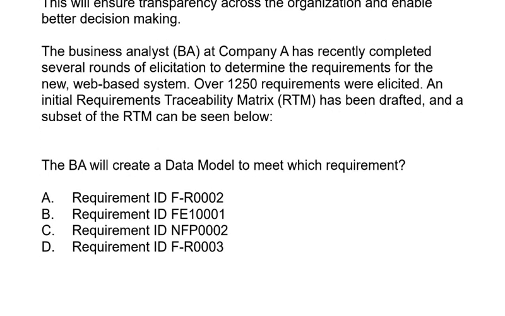The BA will create a data model to meet which requirement? Option A, requirement ID FR00002. Option B, requirement ID FE10001. Option C, requirement ID NFP0002. Option D, requirement ID FR0003.